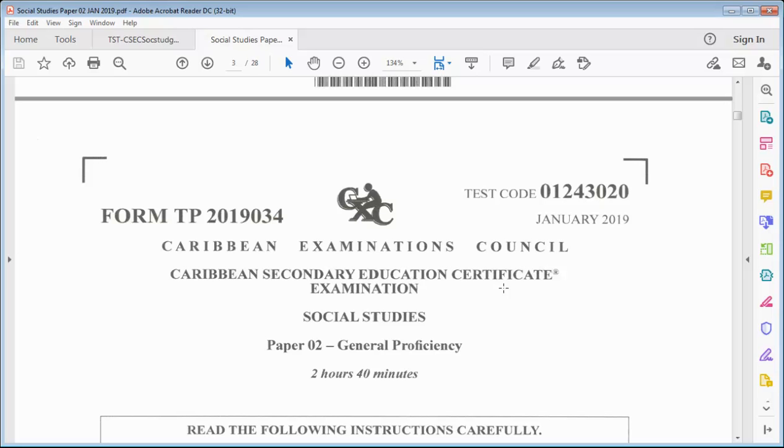Today we'll be doing the CSEC Social Studies January 2019 past paper 2. We'll be looking at question 1 that deals with the topic about the family.